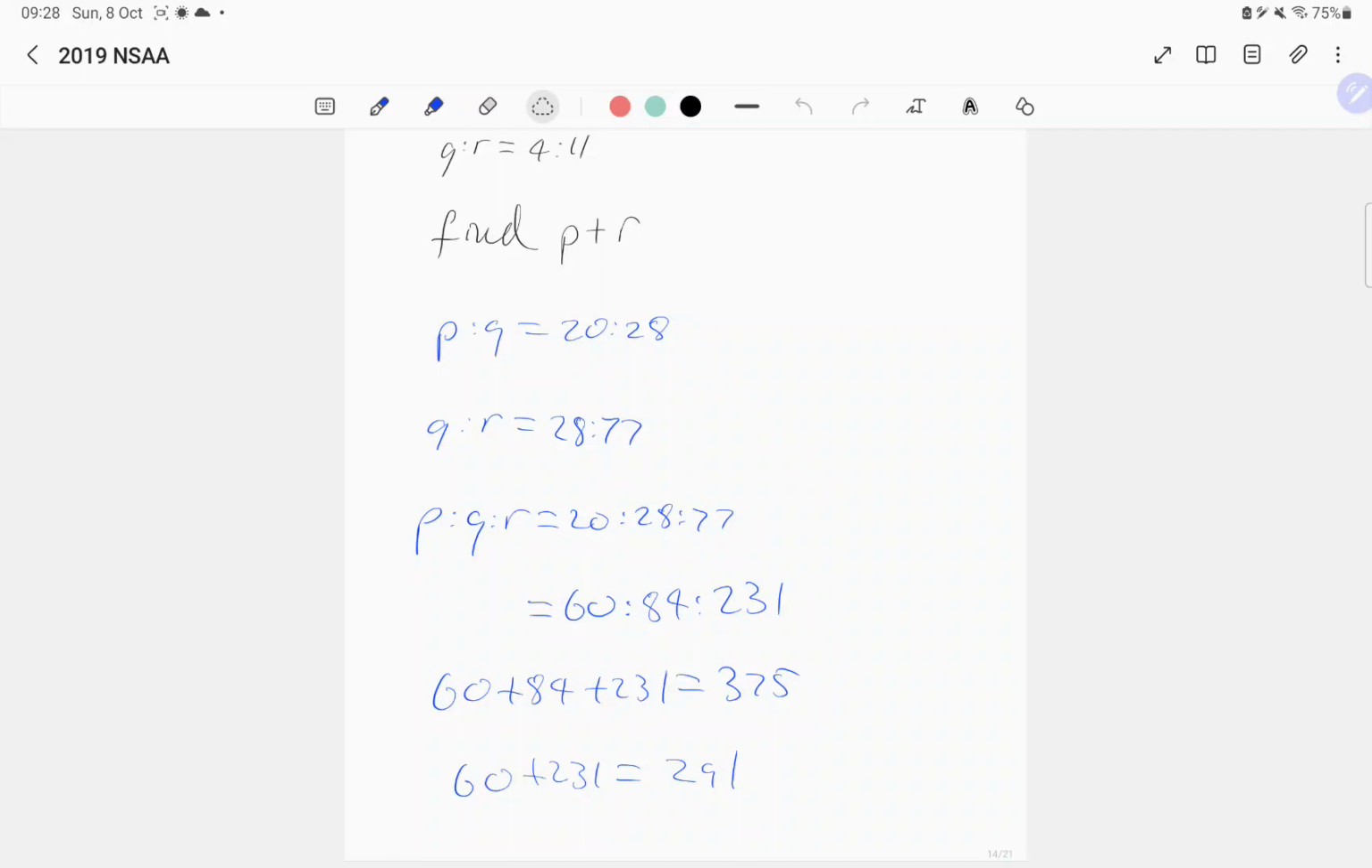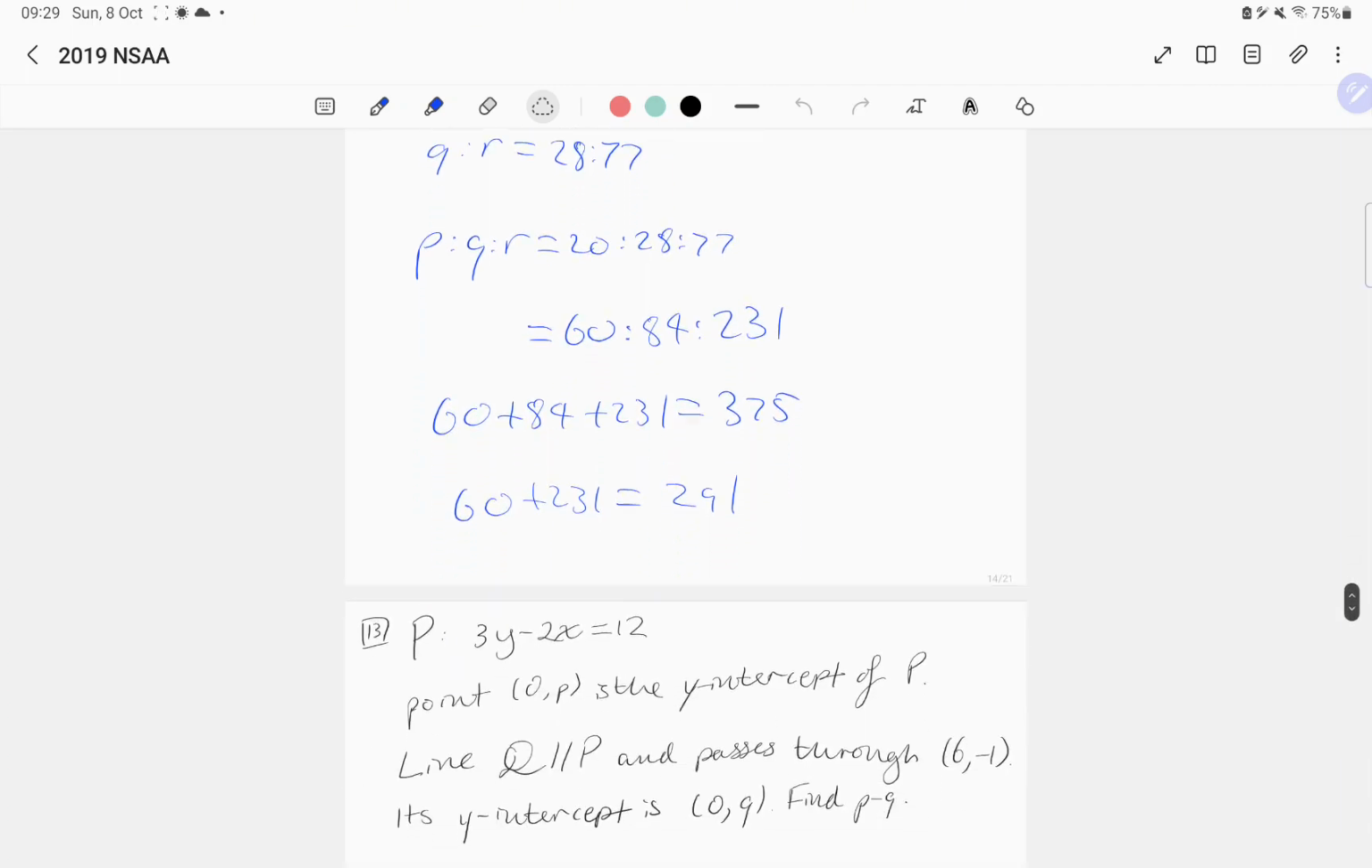Today we'll be doing the final 6 questions from the maths section of paper 1 of the 2019 NSAA. Let's get started. Question 13.